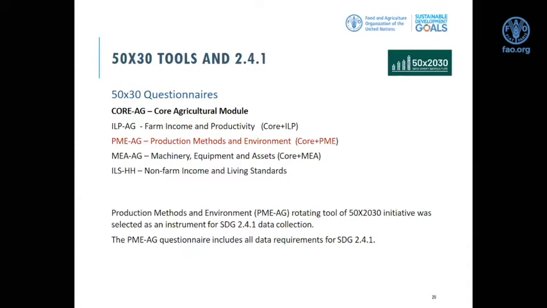Yes. So we are almost at the end. But as I was saying, on the Fit by 30 methodology, the requirements for the 2-for-1 indicator are embedded in the production method and environment questionnaire. The tools developed for Fit by 30 already combine the core and the rotating models for different years. And the proposal is to collect all information for 2-for-1 in a single year, the year that covers also other aspects of environment and production methods.